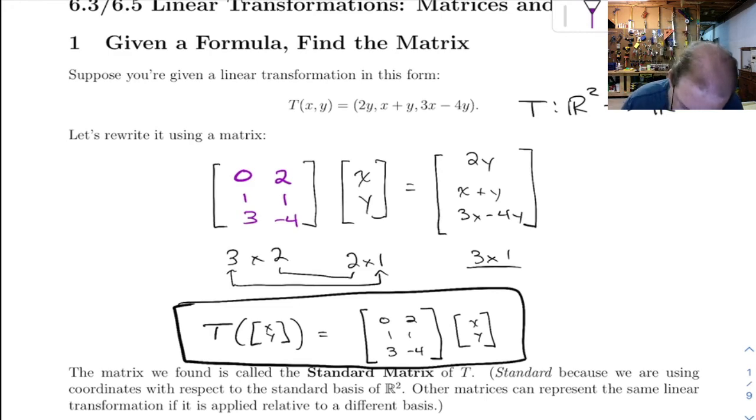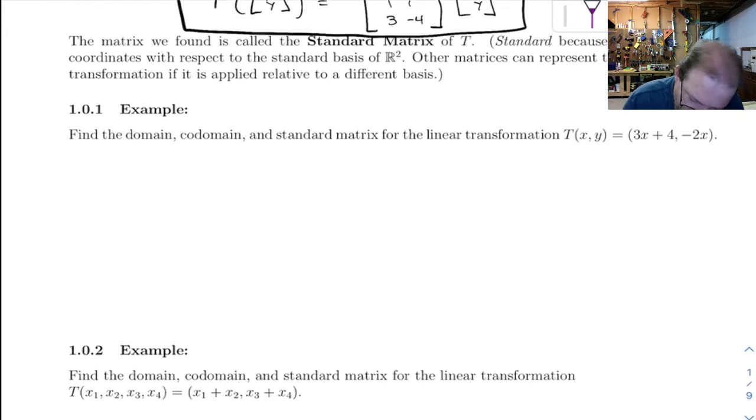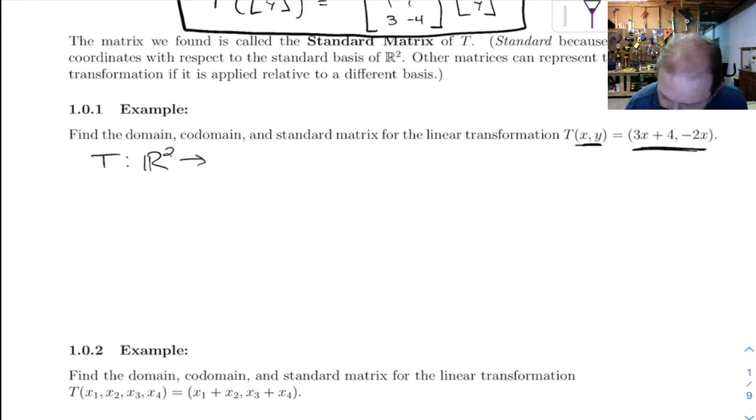So let's do a few examples. Find the domain, codomain, and standard matrix for this linear transformation. Okay, so if you look at this, this maps something with 2 elements, so its domain is R2, and this has 2 elements in it, so it maps R2 to R2. So that's our domain and codomain, they're both R2.